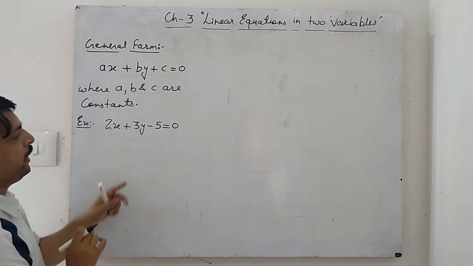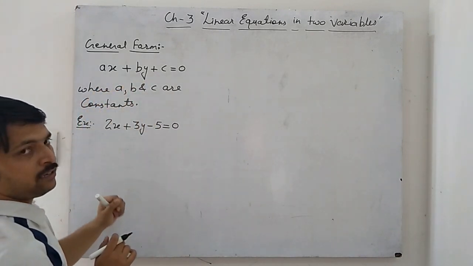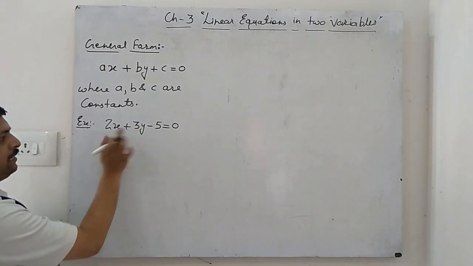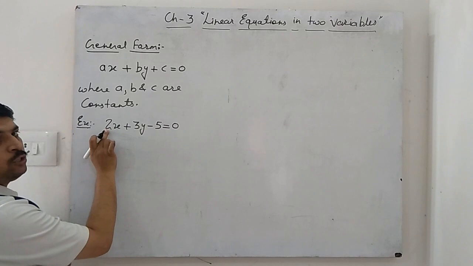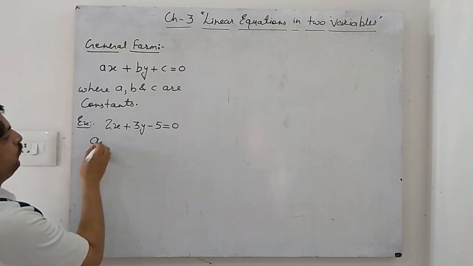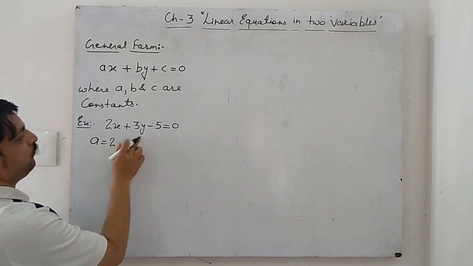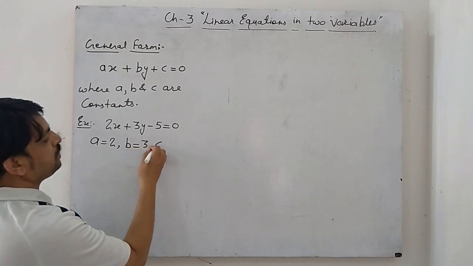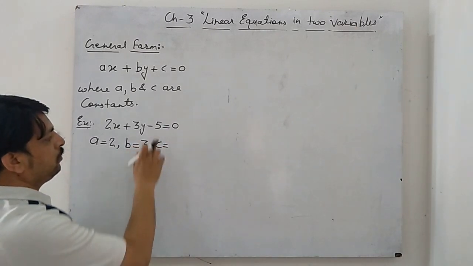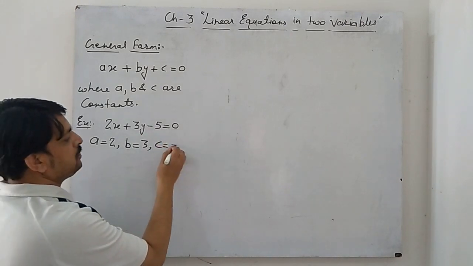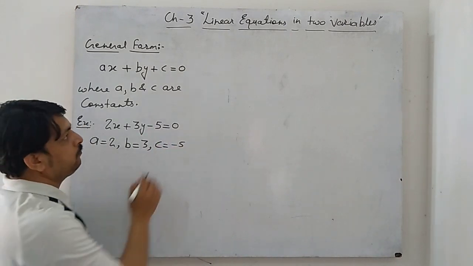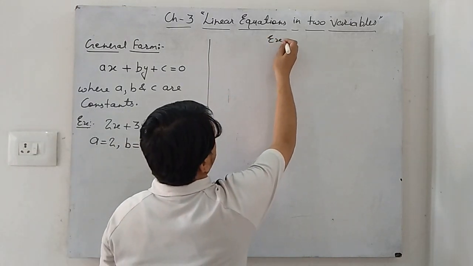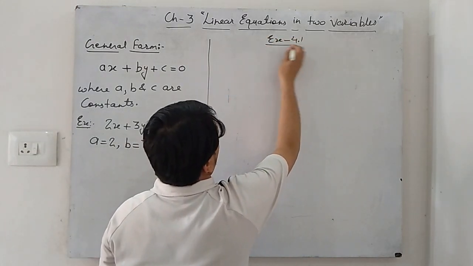Students, if you want to find the values of a, b and c, a will be the coefficient of x. In this case, the coefficient of x is 2, so the value of a is 2. The value of b, the coefficient of y, will be 3. And the value of c, the term without x and y, is minus 5. Is it clear?